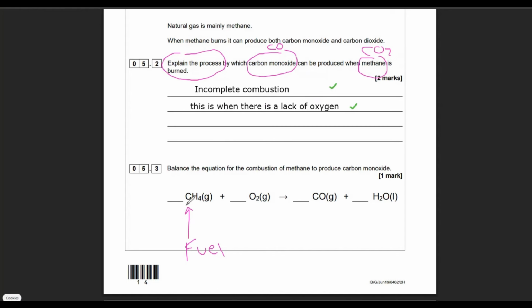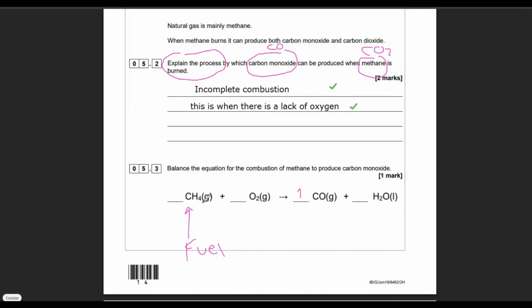So anyway, when you burn this, you check how many carbons are here, and that tells you how many carbon monoxides or carbon dioxides you'd need if it was complete combustion. So I only need one of these. Do I need to write one? No, but I'm going to write one there, but you don't need to because there's only one.